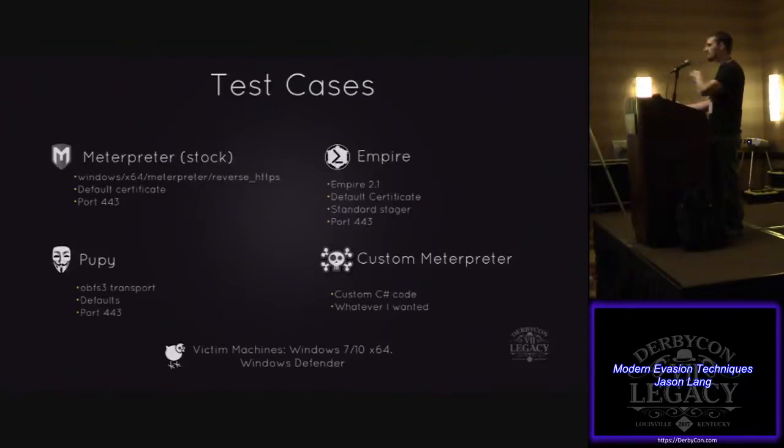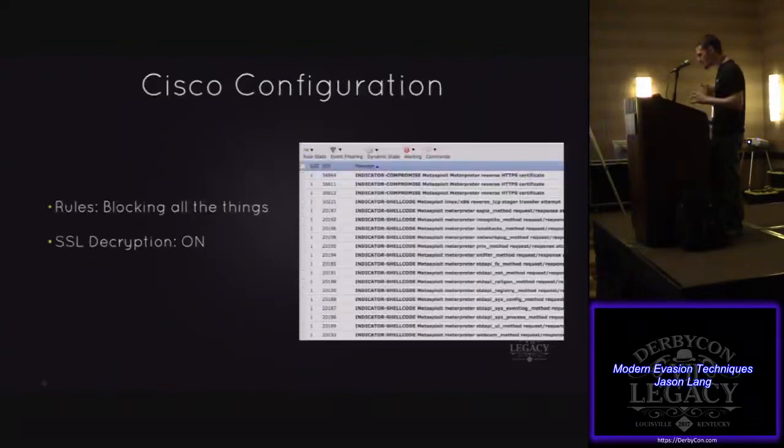Let's talk a little bit about configuration, before we get into evasion and the results of the testing. For Cisco, if you're familiar with the Cisco 5500, you're going to be familiar with what you see on the right, which is a bunch of rules and filters. We wanted to make this Cisco as locked down as possible, maybe even a little overboard of what's going to happen in prod.